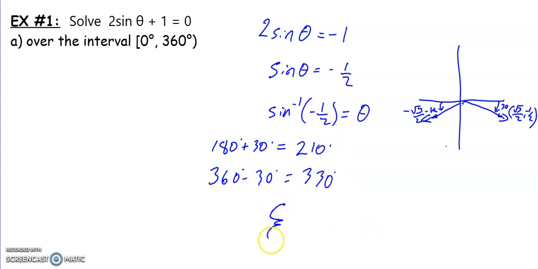So my answer set for theta, we're going to write a brace. And we are going to say 210 degrees, comma, 330 degrees. And we'll end our brace. So that is my answer set. That is how we show more than one answer at a time.